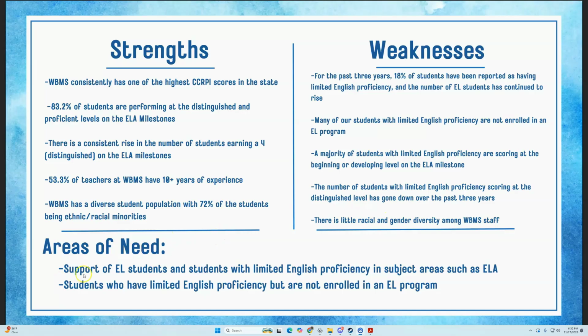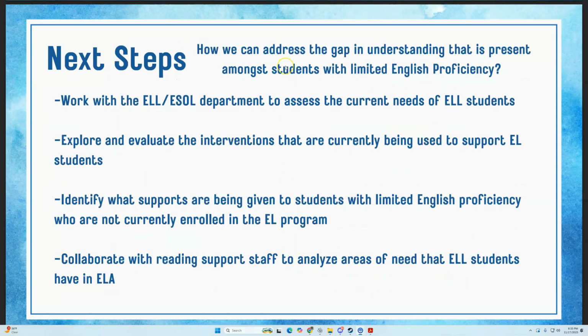So area of needs identified by this is that we need to support our EL students and students with limited English proficiency in subject areas such as ELA, students who have limited English proficiency and are not enrolled in an EL program. So next steps: how we can address the gap in understanding that is present among students with limited English proficiency. Work with ELL ESOL's department to assess the current needs of the ELL students, explore and evaluate interventions that are currently being used to support ELL students, identify what supports are being given to students with limited English proficiency who are not currently enrolled in the EL program, and collaborate with reading support staff to analyze areas of need that EL students have in ELA.